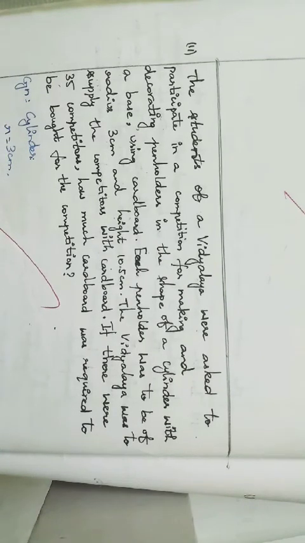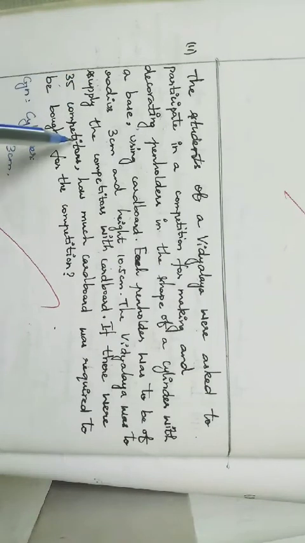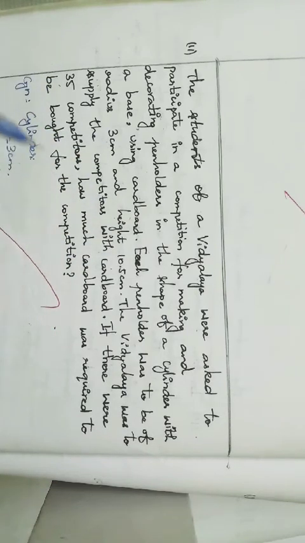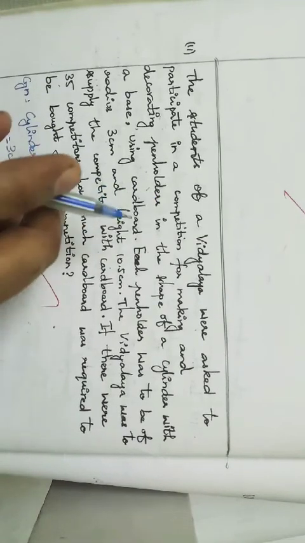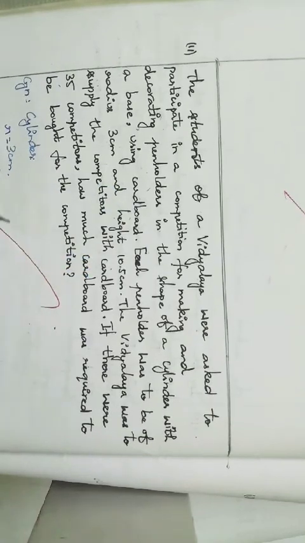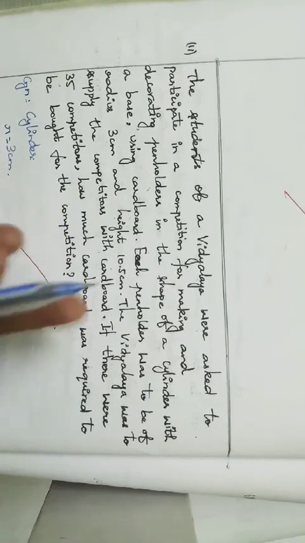So here, what we want to find is the total area of cardboard for 35 competitors. First we find the area of cardboard for one competitor, and by multiplying by 35 we will get the total area. First we want to find the surface area of cardboard for one competitor, right? The shape is a cylinder. So what we want to find, whether CSA or TSA, or CSA and TSA?